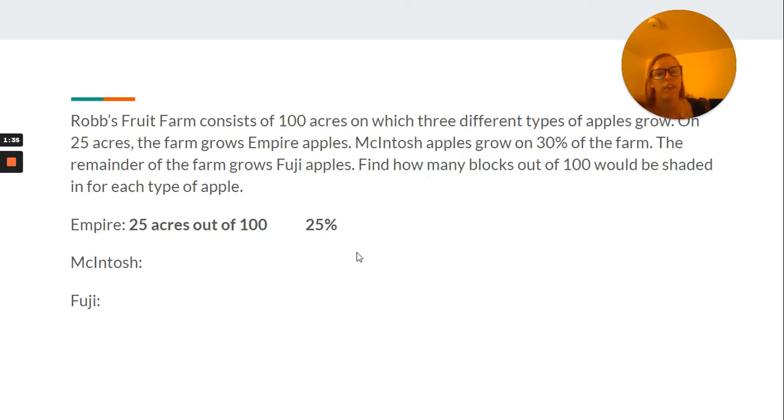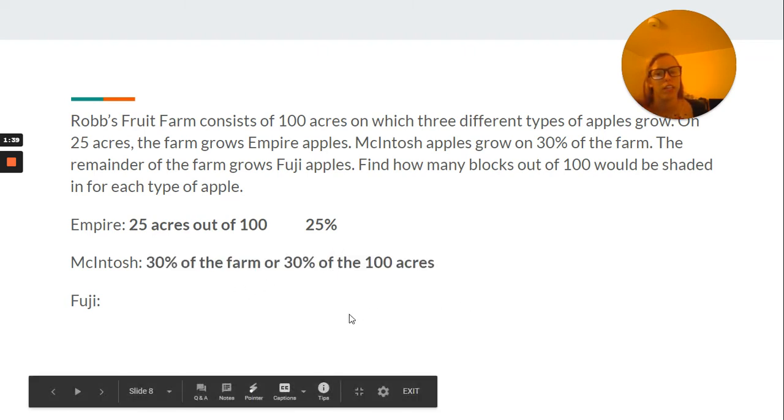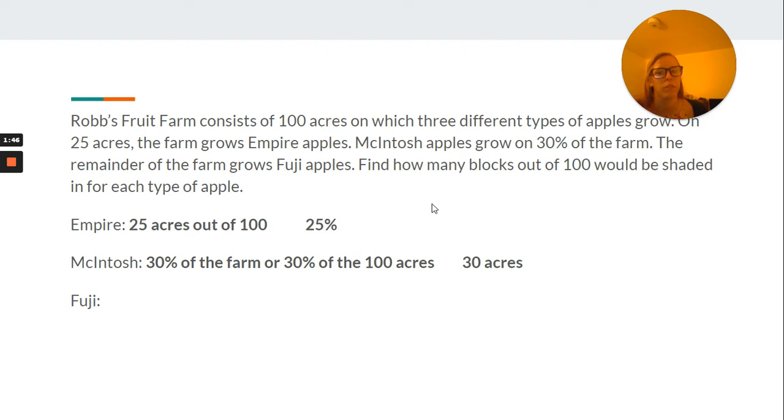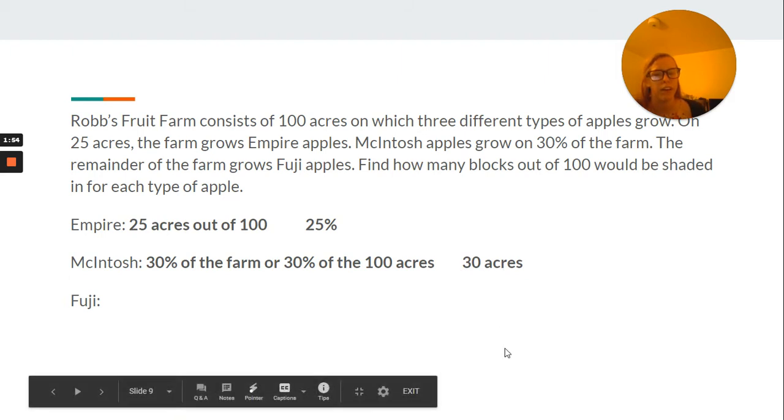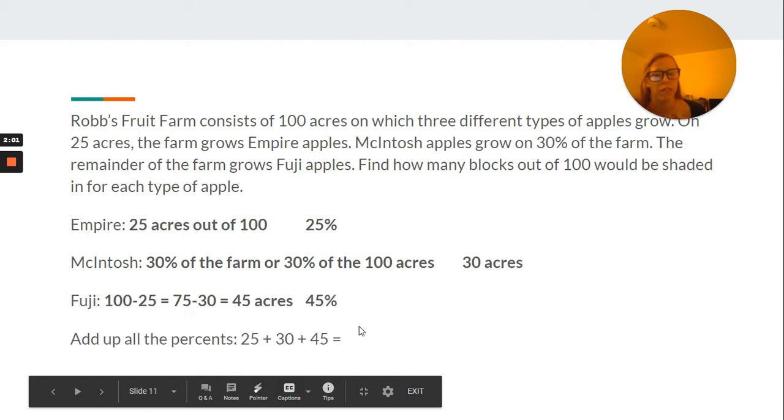So McIntosh apples grow on 30% of the farm. Well, if we know that 25 acres is 25%, 30% is going to be 30% of the 100 acres, or 30 acres. So 30 blocks would be McIntosh. Now it says the remainder is Fuji. 25 plus 30 is 55. 100 minus 55 is 45. Or 70 minus 30, if we did it that way. So 45% of the farm is Fuji apples. And if you add up all the percents, you're going to get 100%. Okay?